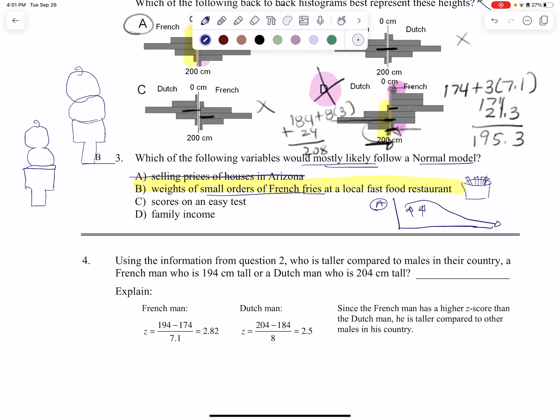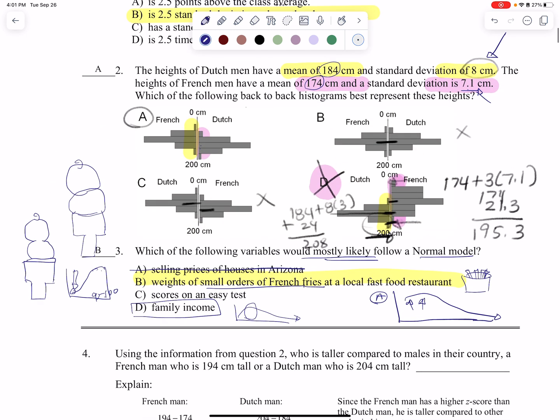If it's an easy test, you're going to think it's going to be skewed to the left, because you're going to get a lot of high scores, like 90 to 100. But then you're going to get your occasional person who didn't study or do their homework or do what they're supposed to do, and they're not going to do well. Family income, we've talked about that, is going to be skewed to the right, because you have your average people here and then people that make a lot of money to the right, which isn't very often.